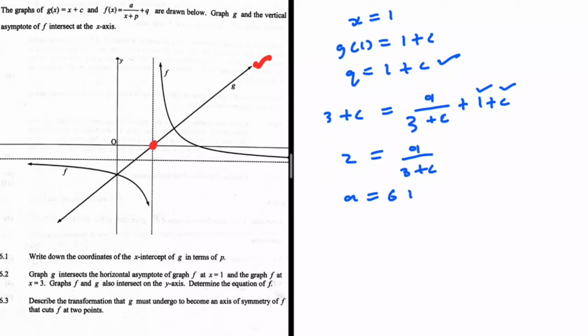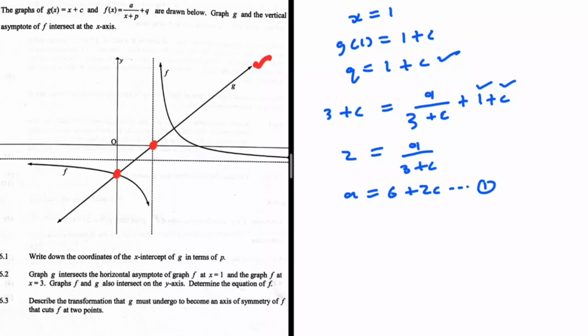A is equal to 6 plus 2c. This looks like an equation. Let me call it equation 1 so long. Right. So, which piece of information have I used? The fact that they're equal to each other at x equals 3. And then another piece of information. Graphs f and g also intersect on the y-axis.